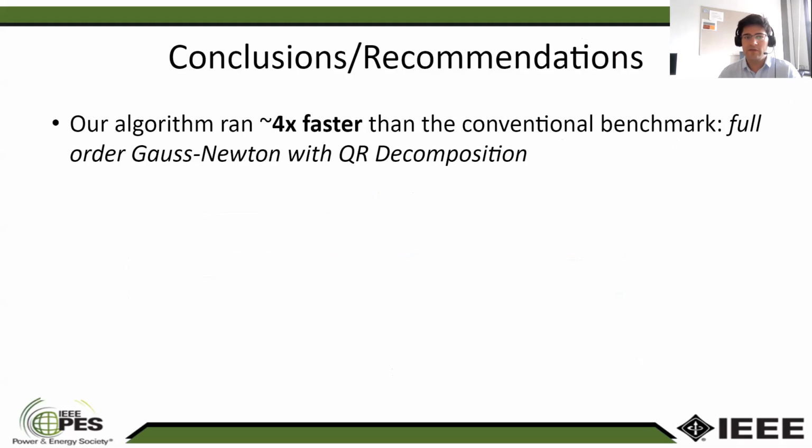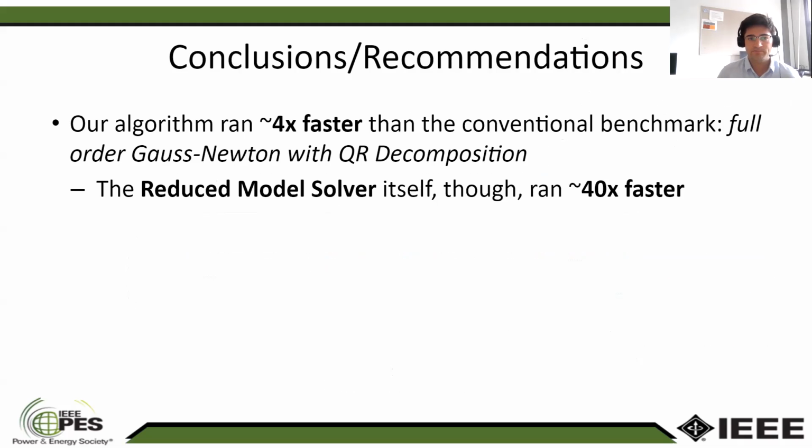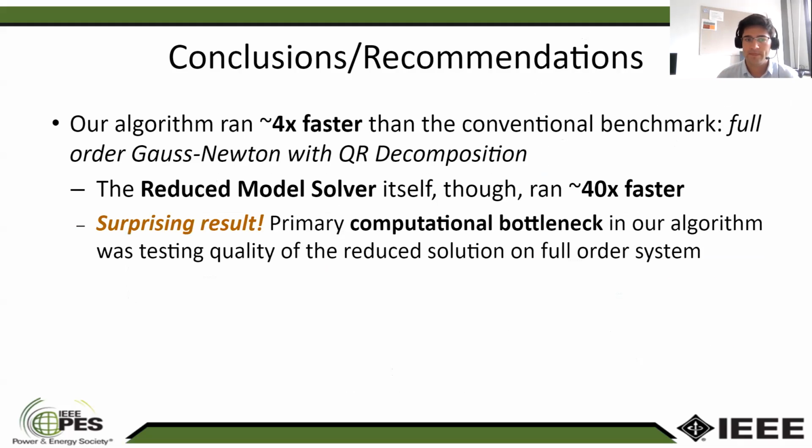So in conclusion, we found that our reduced order modeling algorithm overall was about 4 times faster than the conventional method of Gauss-Newton state estimation with QR decomposition of the Jacobian. However, the reduced model solver at the heart of our algorithm was 40 times faster than Gauss-Newton. And this was actually a surprising result for us because we found that the primary computational bottleneck wasn't solving the reduced system, it was actually testing the result of the reduced system on the full order system, which is always a necessary step when you're dealing with a reduced model system.